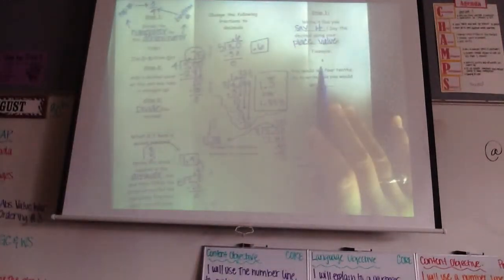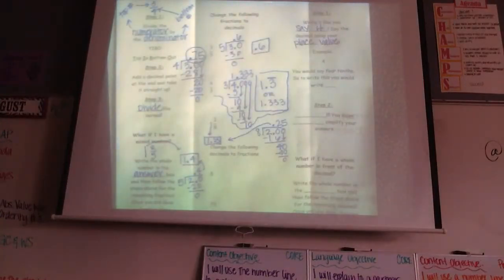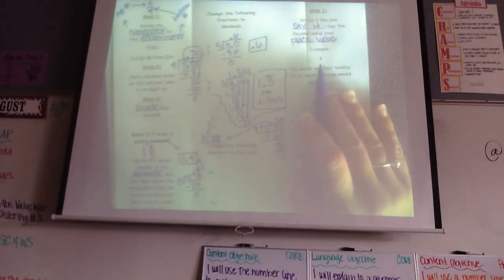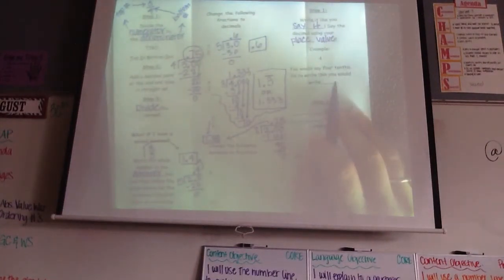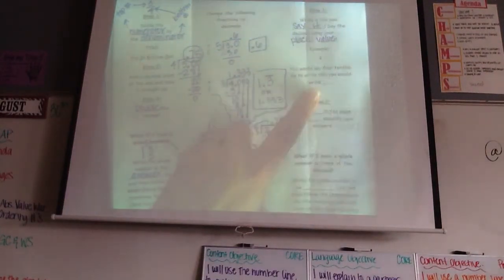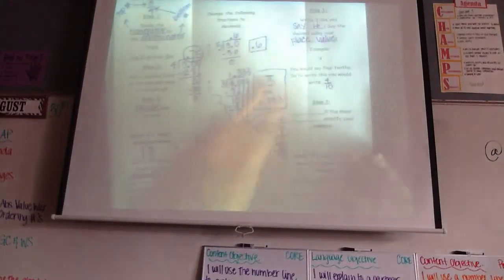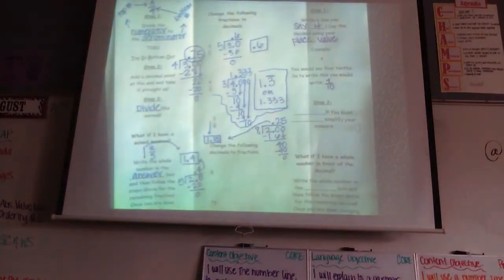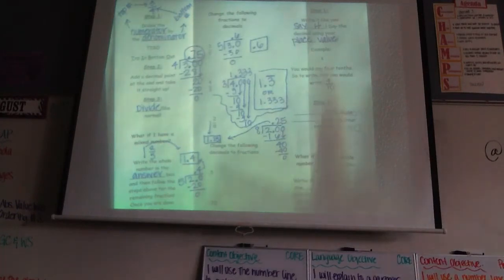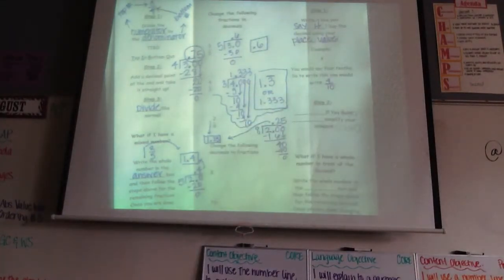So, looking at this example right here, 0.4, well, if I'm going to say that using my place value, I would say 4 tenths. So to write this, you would simply write, again, if it's 4 tenths, it would be 4 over 10. All right, however you say it, that's how you write it. Hence the write it like you say it.